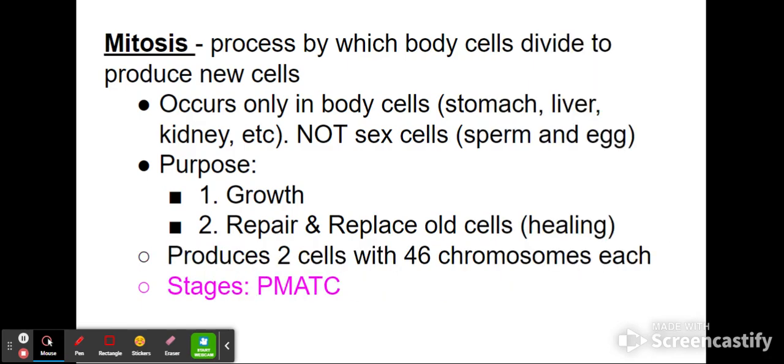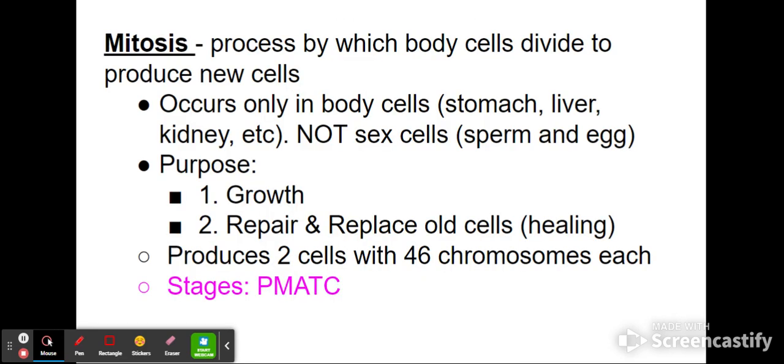All right, the last thing we're going to write are the stages. Maybe you remember this, but this isn't going to make a lot of sense now. We're going to write the stages and abbreviate them, only using the first letter. So PMATC, you just have to write this. P stands for prophase, M for metaphase, A for anaphase, T for telophase, and C for cytokinesis. You don't need to know those words yet. They're going to be on your next page, so you don't need to worry about writing all those full words. We're just going to write PMATC. It's an easy way to remember the order of the stages.